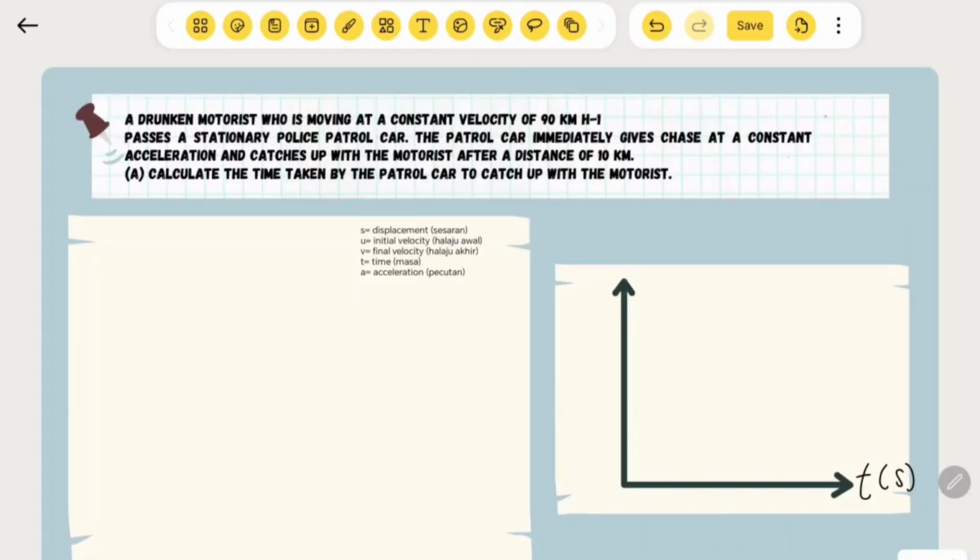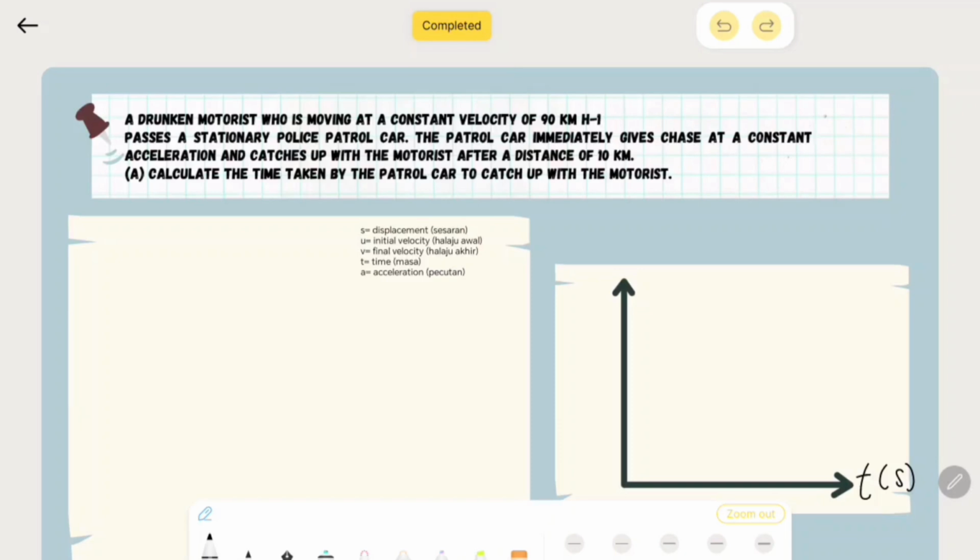Hi, I'm Ken Hong. Now let's start discussing the past year question number 6 in chapter 2. A drunken motorist who is moving at a constant velocity of 90 km per hour passed a stationary police patrol car. The patrol car immediately gives chase at a constant acceleration and catches up with the motorist after a distance of 10 km. So from this question, we can know that the initial velocity of the motorist is 90 km per hour, and the initial velocity of the police patrol car is 0 because it is stationary. So u equals 0, and for the motorist u equals 90 km per hour.